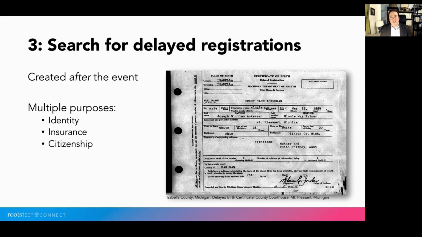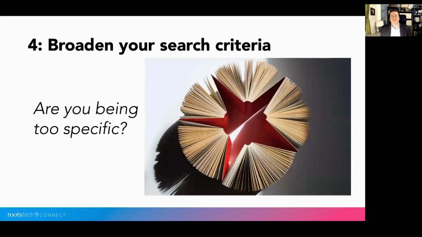So it's important that you take some time to look through some of those delayed records if you're not finding what you need right away. Step number 4 is to broaden your search criteria.